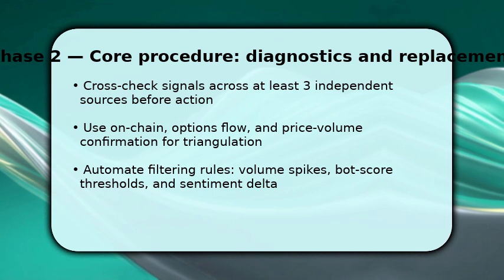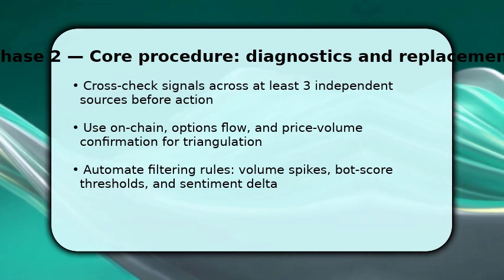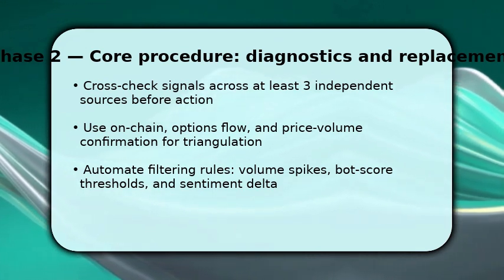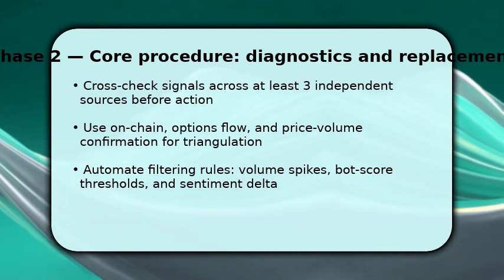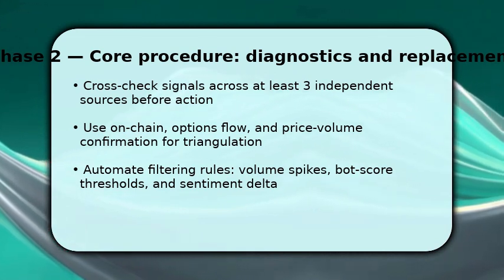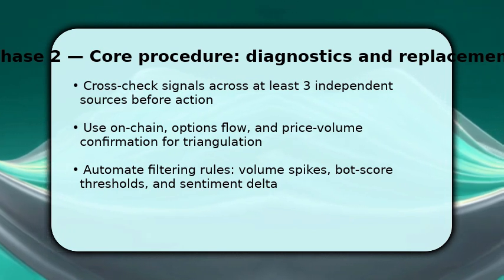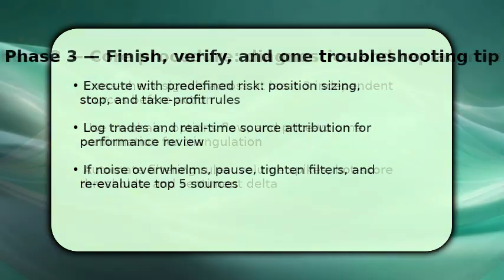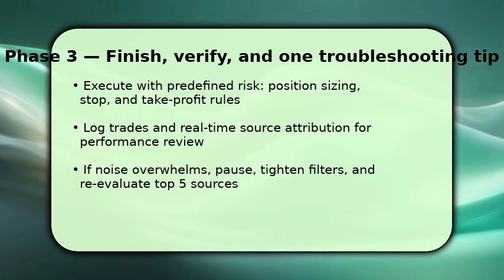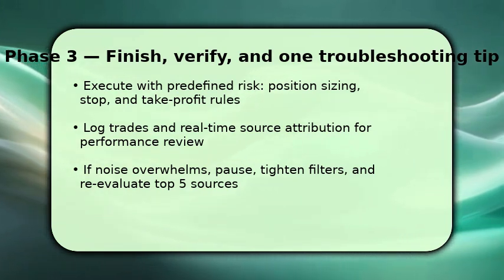Once you have criteria, codify them into automated filters, flag volume spikes, enforce a minimum bot score, and require a sentiment delta threshold. This disciplined middle phase turns noisy chatter into tradable insight and you finish by executing with strict rules and preparing to recover if things go wrong.